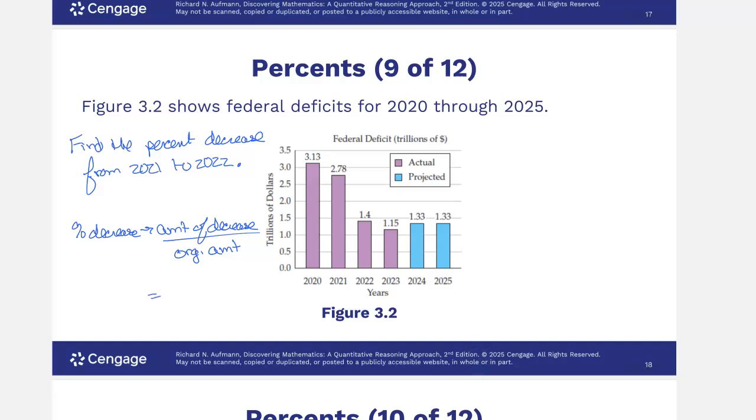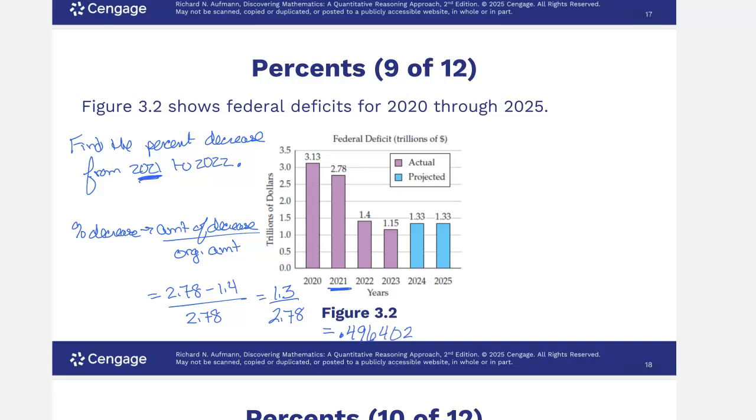So our amount of decrease would be 2.78 minus 1.4. And the original amount, we started in 2021, so that's your original 2.78. So I've got 2.78 minus 1.4 is 1.38. And we're going to divide that.